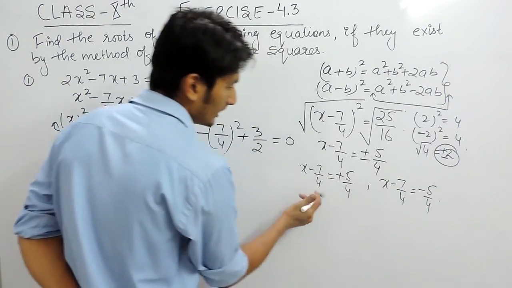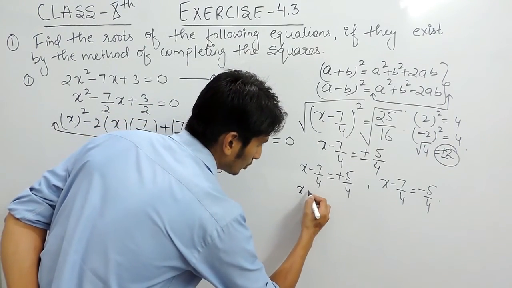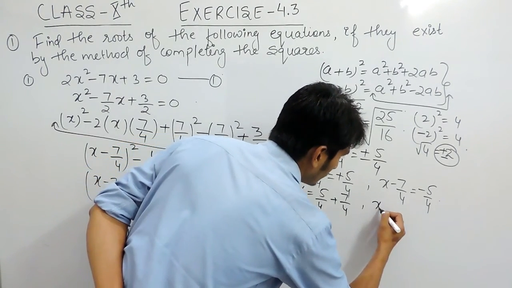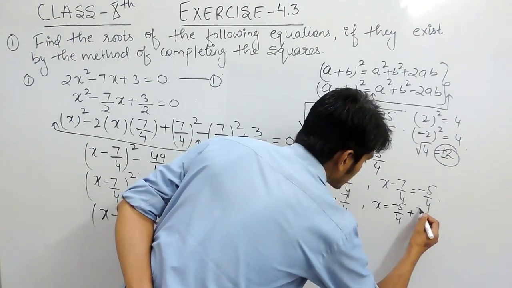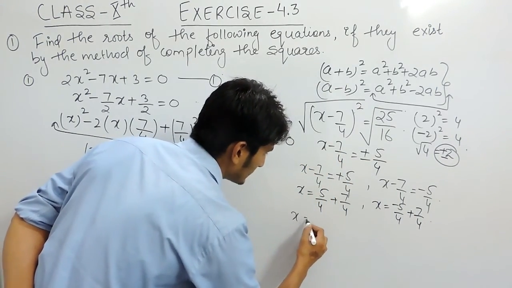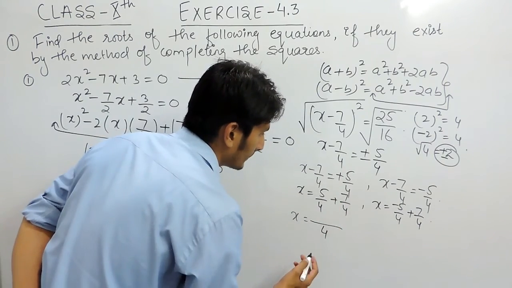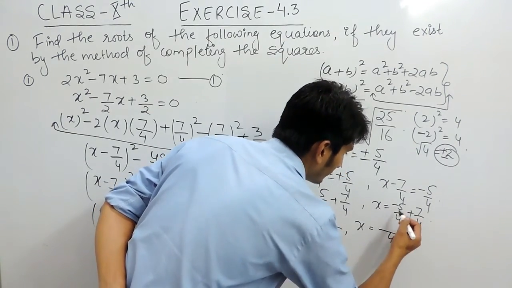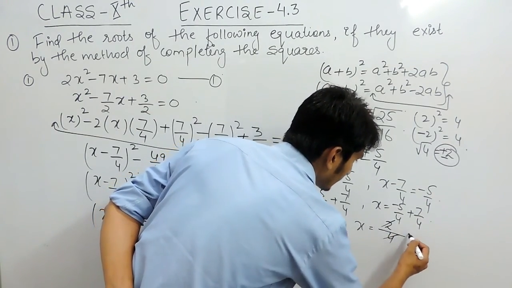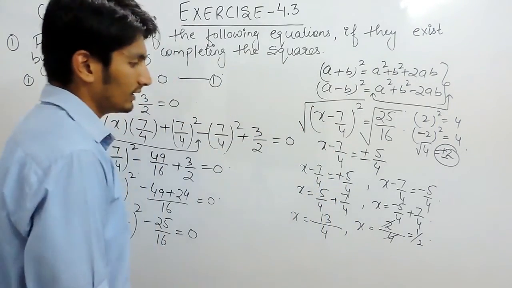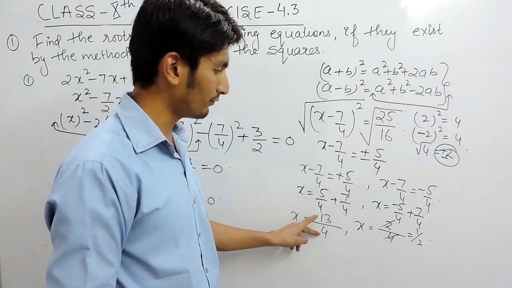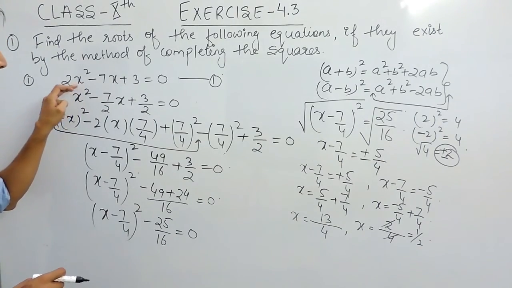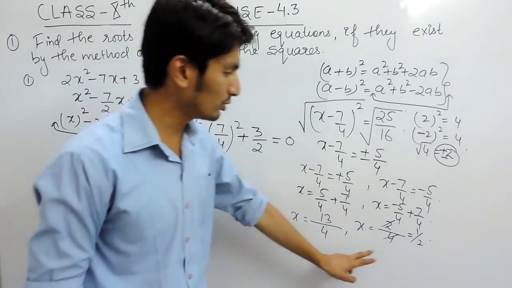Now we have these two values. You can simply shift this constant to the other side. So this will be 5 upon 4 plus 7 upon 4, and the other value will be minus 5 upon 4 plus 7 upon 4. Taking 4 as LCM, 5 plus 7 is 12, and taking 4 as common, 7 minus 5 is 2. So here the value of x must be 12 upon 4, which is 3, and 2 upon 4, which is 1 by 2. Because this is a quadratic equation, the maximum number of roots can be 2, and the values are these.